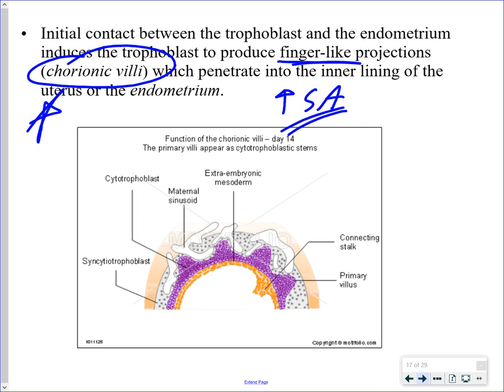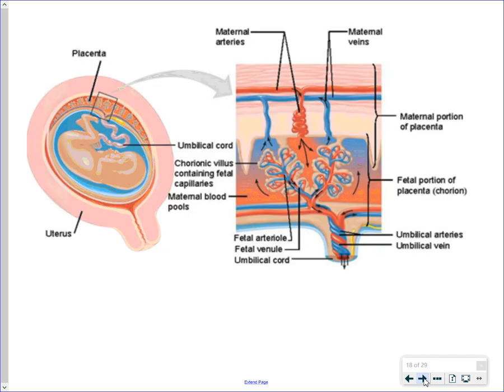They once again greatly increase surface area, and in this case, it's to maximize the exchange of nutrients and wastes between the mother and the embryo and eventually the fetus as well. So chorionic villi, kind of important structures. These will continue to develop throughout the pregnancy. They are found inside of the placenta. Picture on the left-hand side here, really important that you're able to identify the extra embryonic structures and that you know the function of these extra embryonic structures.